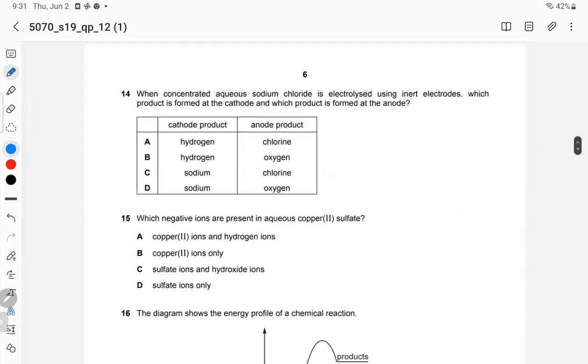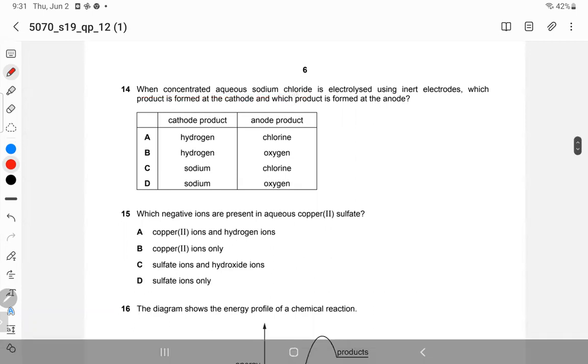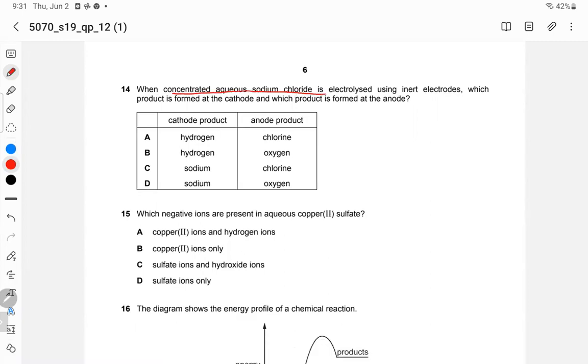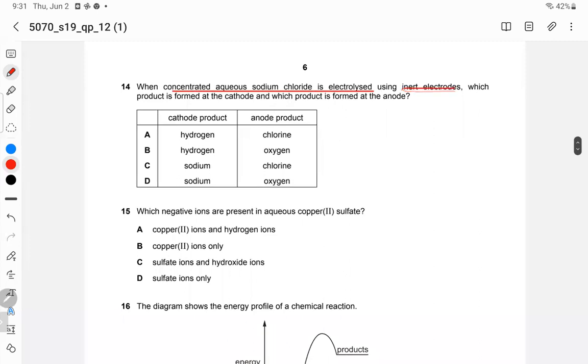Okay, question number 14. When concentrated aqueous sodium chloride is electrolyzed using inert electrodes, which product is formed at the cathode and which product is formed at the anode?